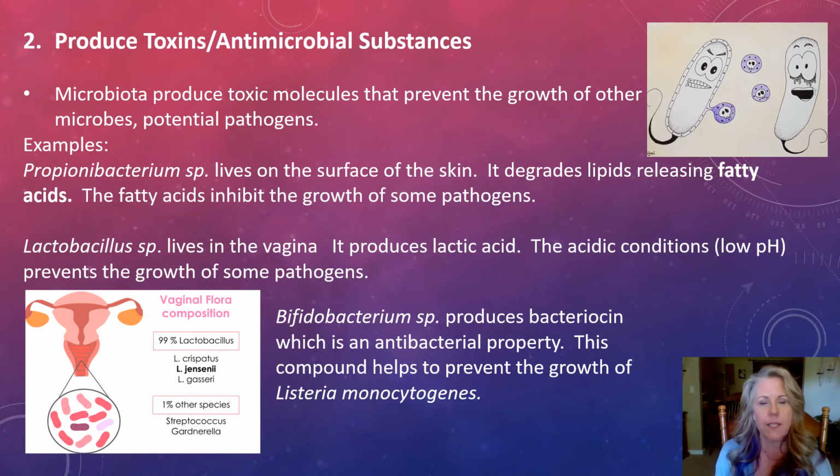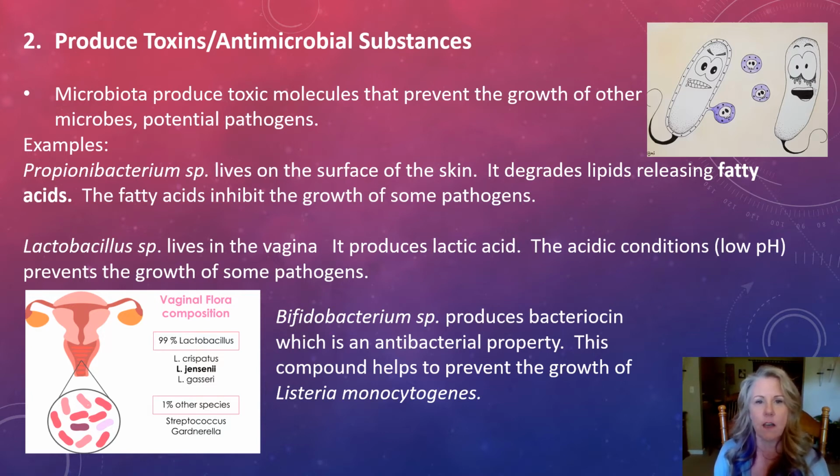There is one type of bacteria known as Propionibacterium, and notice I have the SP after it. That means species of Propionibacterium. They live on the surface of the skin, and they degrade lipids, releasing what are known as fatty acids. The fatty acids then inhibit the growth of some pathogens. Kind of cool.